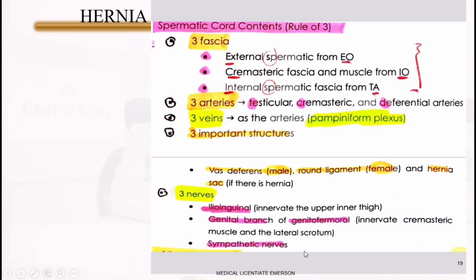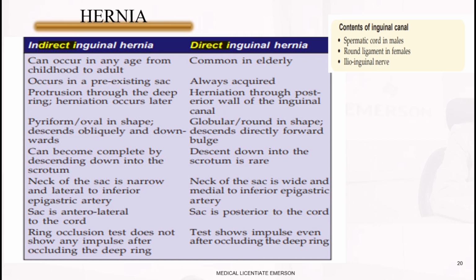Then the three nerves, we have mnemonic SIG, SIG. So S for sympathetic nerve, I for ilioinguinal nerve, then G for genital branch of the genitofemoral nerve. Those are the spermatic cord contents, rule of threes. Then this is the difference between direct inguinal and indirect. So we can pause and go through.